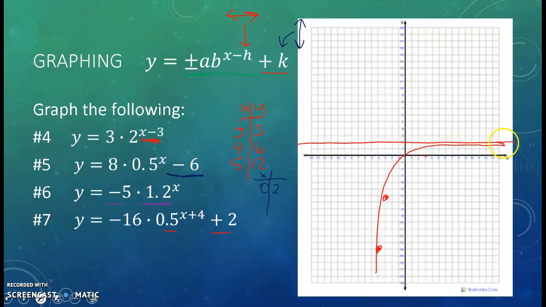And it's going to really approach that asymptote there, but it's not ever going to cross it. And it's going to look something like that. And I can identify those points if I wanted to graph this a little bit more precisely. So those are the graphs.